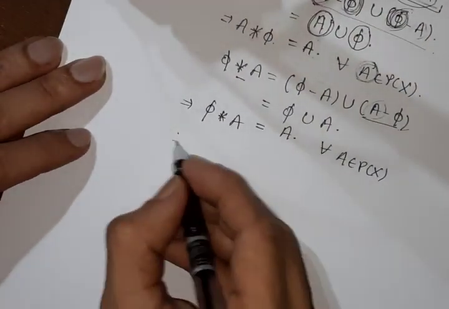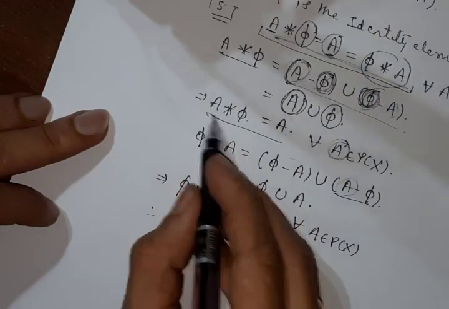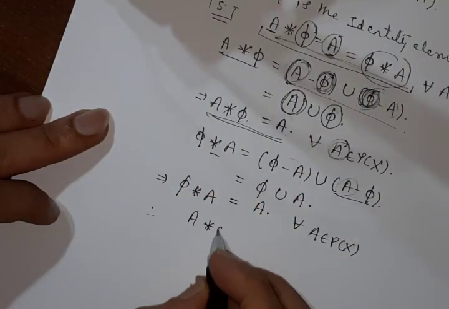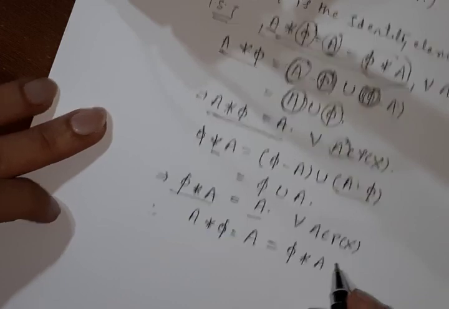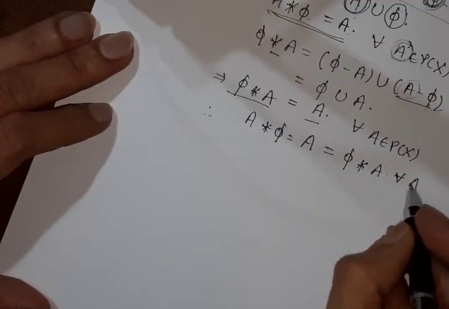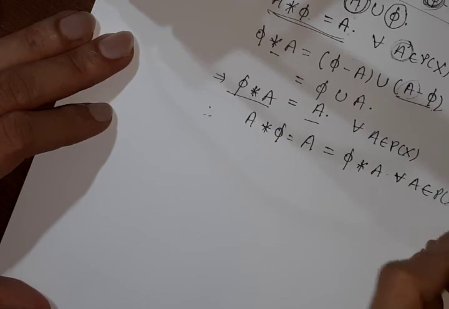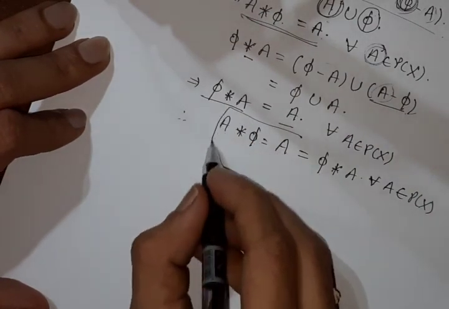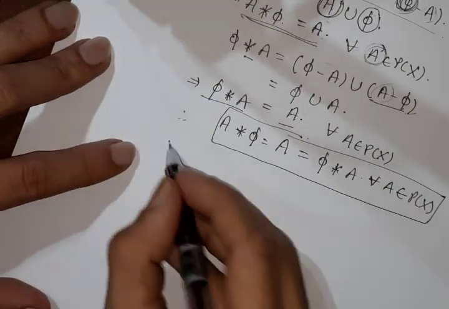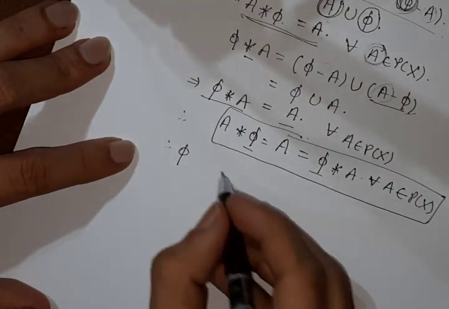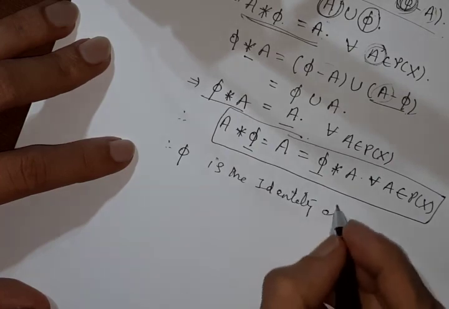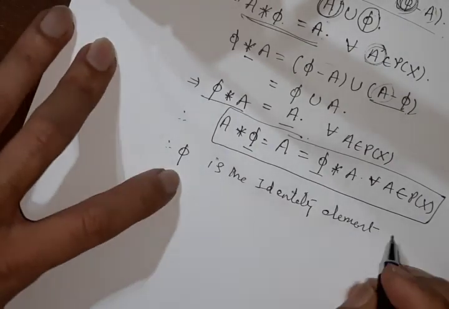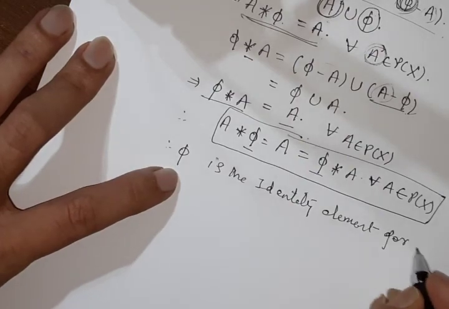So what you get, therefore, from here: A star empty set is equal to A, which is equal to empty set star A. This is true for all A belonging to the power set of X, right? So you get the condition of identity element. Therefore this phi here is the identity element, so that the empty set is the identity element for the operation star.